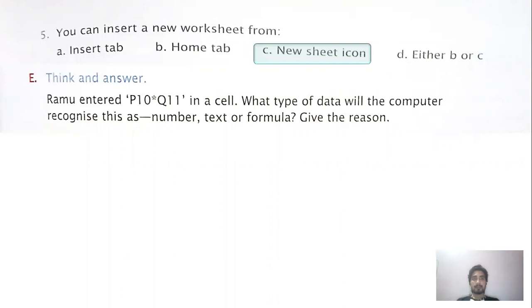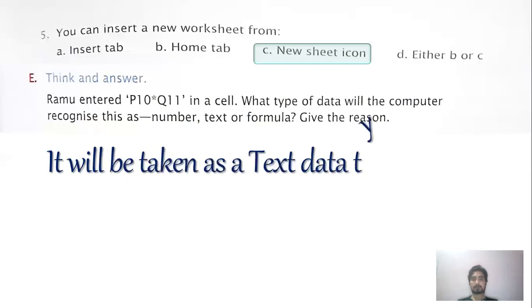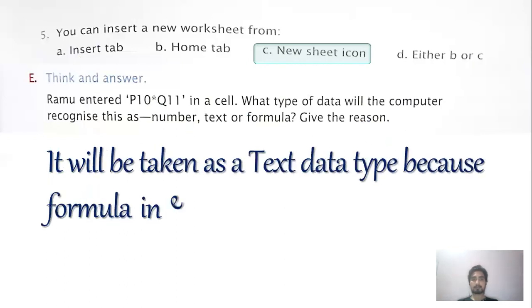Think and answer. Ramu entered P10 into Q11 in a cell. What type of data will the computer recognize this as? Number, text, or formula? Give the reason. Now, this will be taken as a text type because it contains alphabets, symbols and numbers. So, it will be taken as a text data type, and it will not be taken as a formula because it is not starting with the equal to sign. A formula in Excel always starts with the equal to sign, and if the equal to sign is not there, then that will be taken as a text data type.